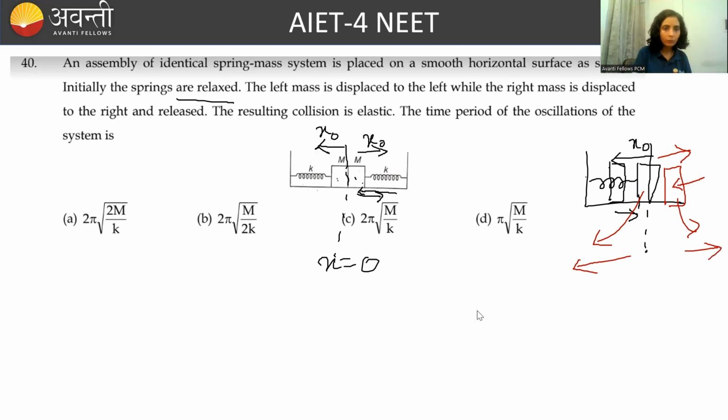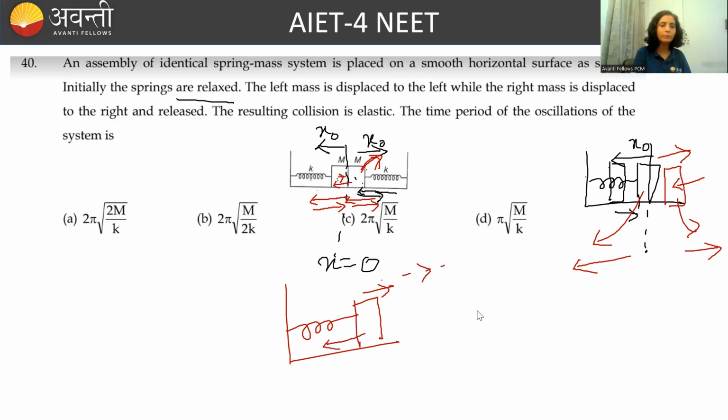So what will happen? We displace it by x naught distance, it will go inward. It will come here, then to the equilibrium position. If there were no other mass like this, it would go further here by distance x naught and then come back. This is the actual oscillation that happens. But since there is another mass here, they will collide. During collision, its velocity before collision was in this direction, and after collision in this direction. So instead of going further towards this direction, this mass will start moving in this direction.